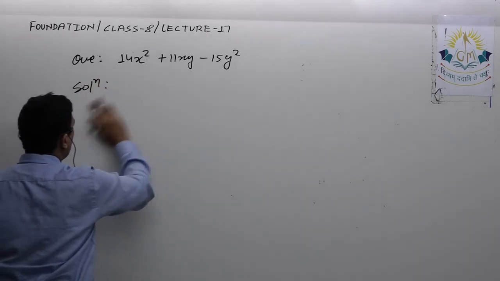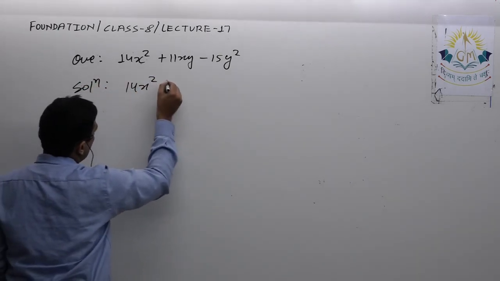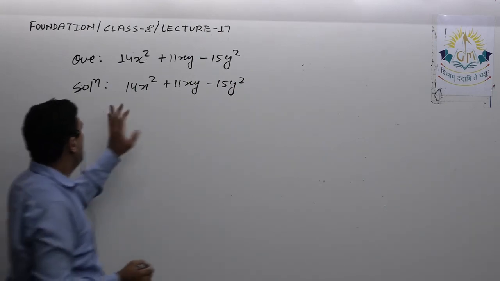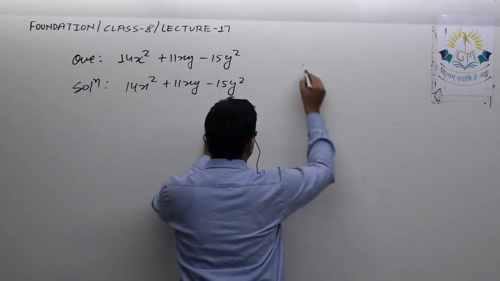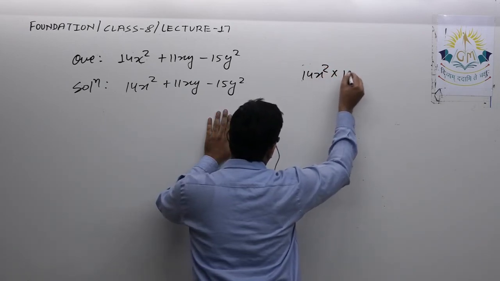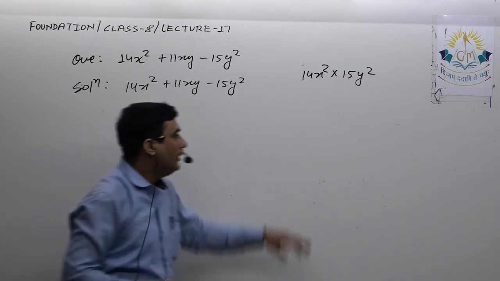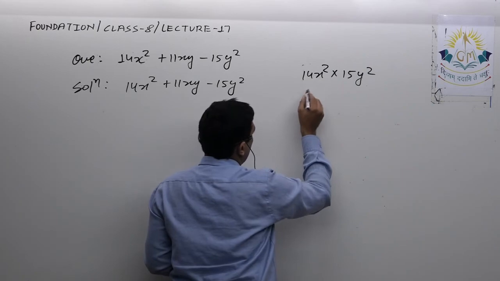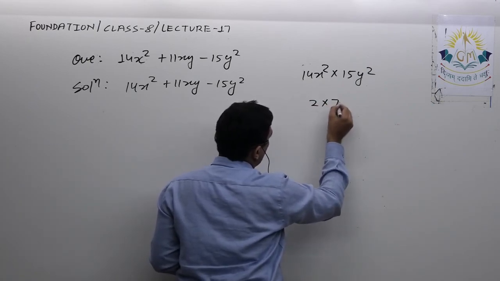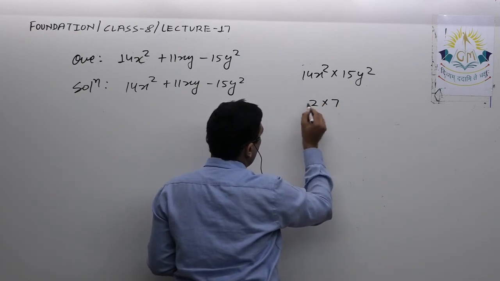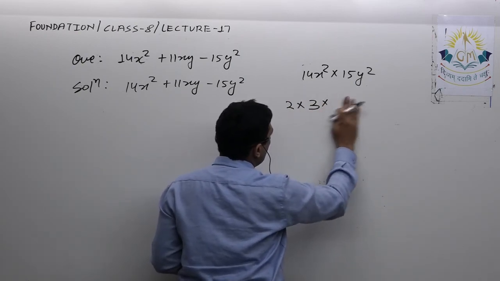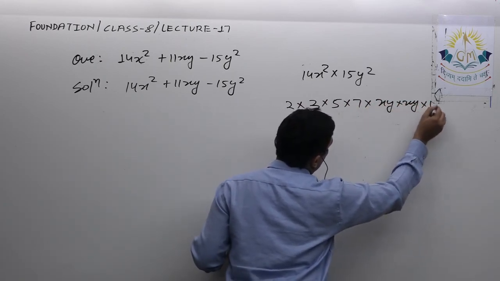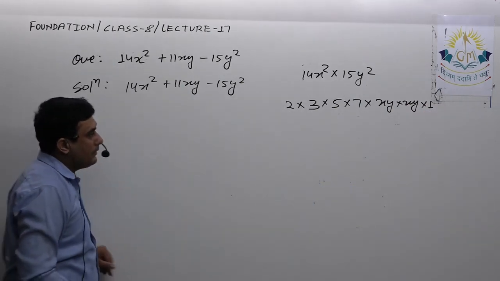This is almost similar to the previous sum. So first of all, we have to find the factors of 14x square and 15y square. So 14x square multiplied by 15y square. We have to find the factors of this. So as I told you, I won't multiply, rather I'll find the factors of these two separately. So factors of 14 are 2 into 7 and factors of 15 are 3 into 5. So I do write 2 into 3 into 5 into 7 into xy into 1. Definitely 1 I do write because sometimes that 1 helps.